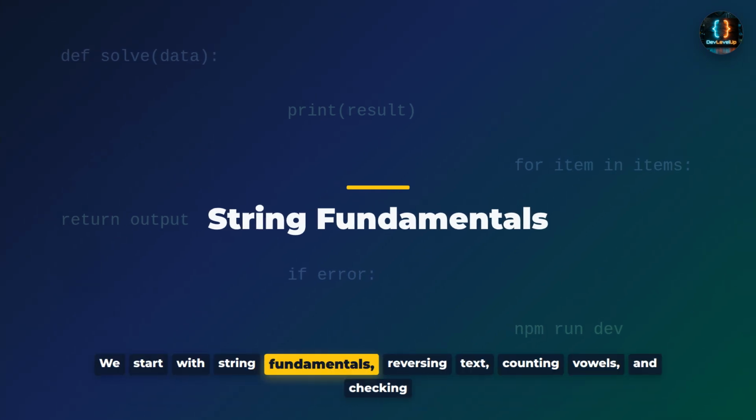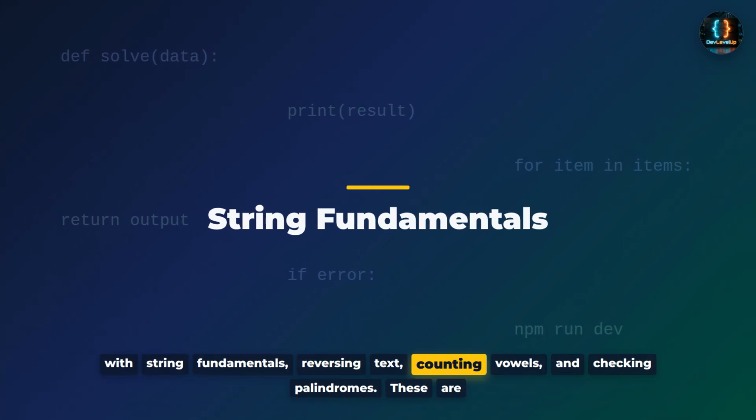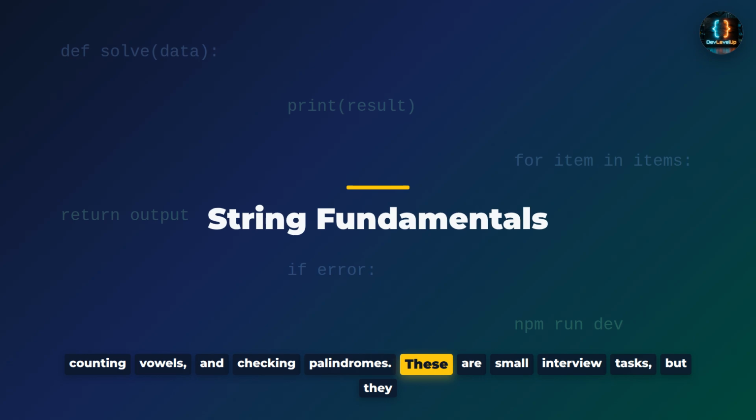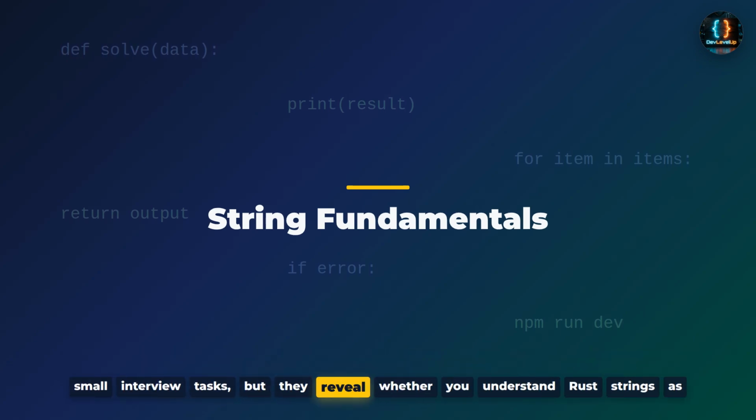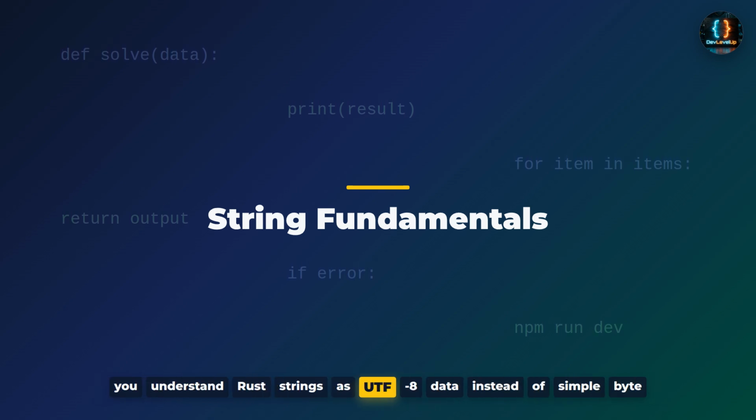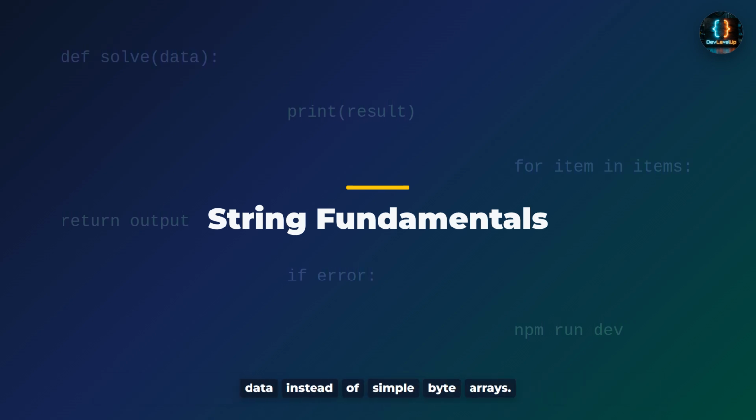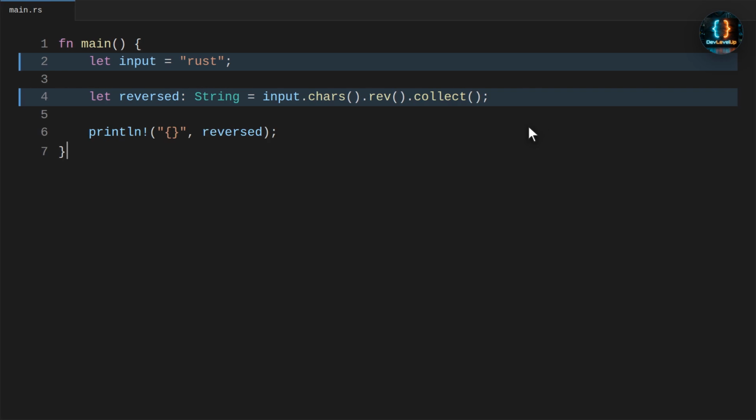We start with string fundamentals: reversing text, counting vowels, and checking palindromes. These are small interview tasks, but they reveal whether you understand Rust strings as UTF-8 data instead of simple byte arrays. This comes up in small text utilities, validation tools, and interview warm-ups. Let's write the simplest safe version.